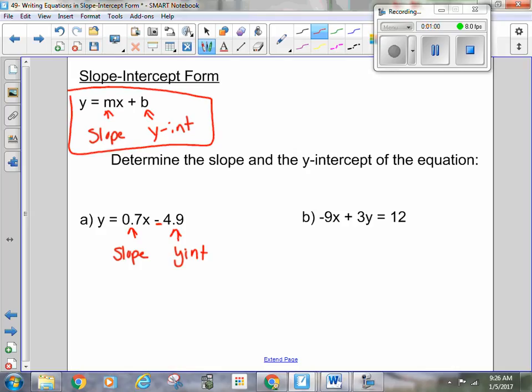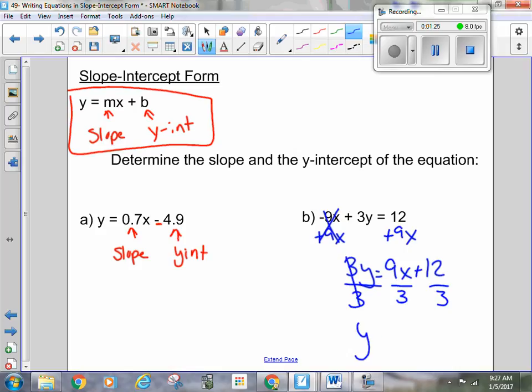So we want to solve for y. So we have practiced this in lessons, solving for a specific variable. So we're going to solve for y. Start by adding 9x to each side. So we get 3y equals 9x plus 12. And I'm just writing the x first because I see that x comes first in slope-intercept form. Now I'm going to get y by itself, so I'm going to divide everything by 3. So I get y equals 9 divided by 3 gives me 3. 12 divided by 3 gives me 4. So my slope is 3 and my y-intercept is 4.